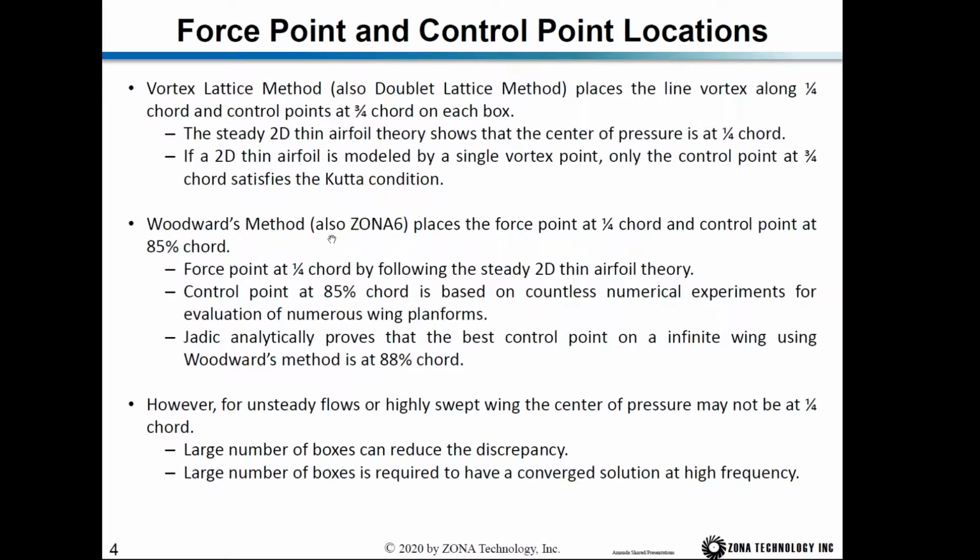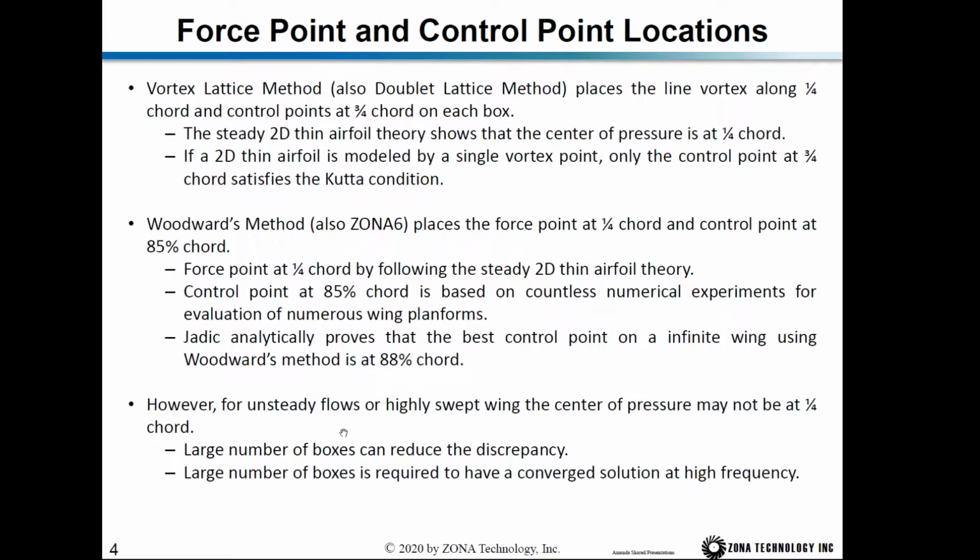And the Ural's method, also ZONA6, places the force point at quarter chord and the control point at 85% chord. The force point at the quarter chord follows the 2D steady thin airfoil theory, while the control point at 85% chord is based on countless numerical experience from the evaluation of many wing planforms. Zhang analytically proved that the best control point on the infinite wing using Ural's method is at 88% chord.